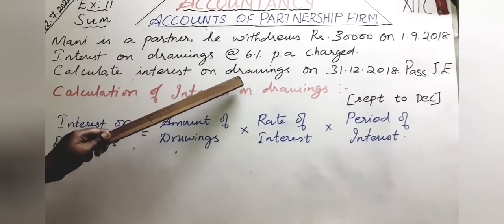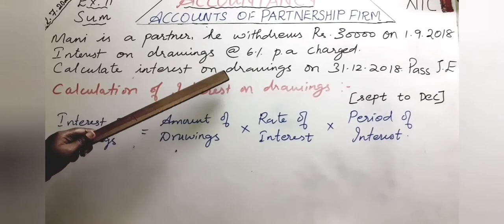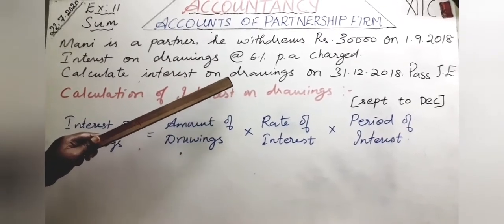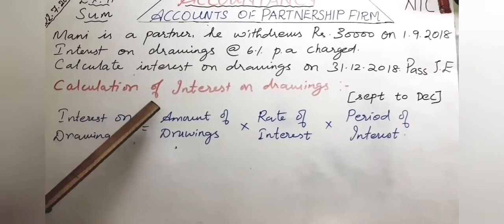31/12/2018, which means what? 31/12/2018 is the accounting year closing date. What do you want to do? You want to pass journal entries also. Now see, first we want to calculate. Calculation of interest on drawings.